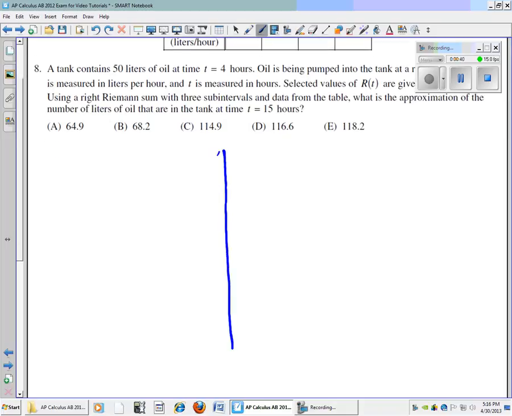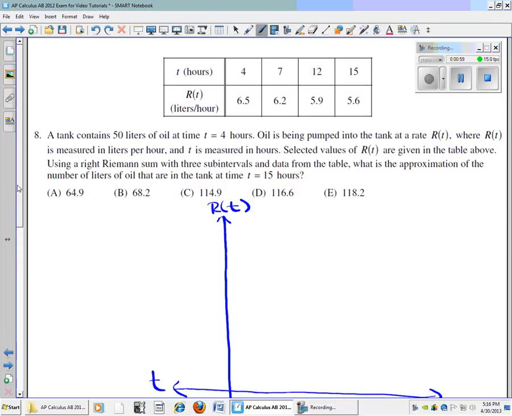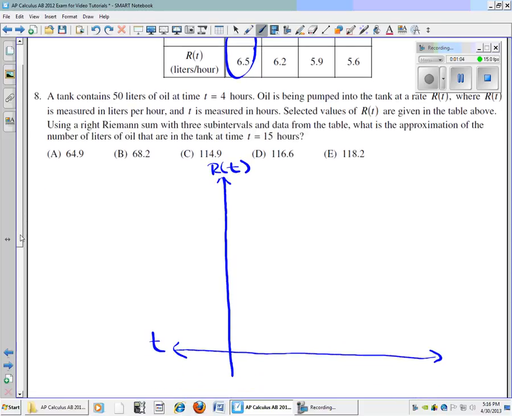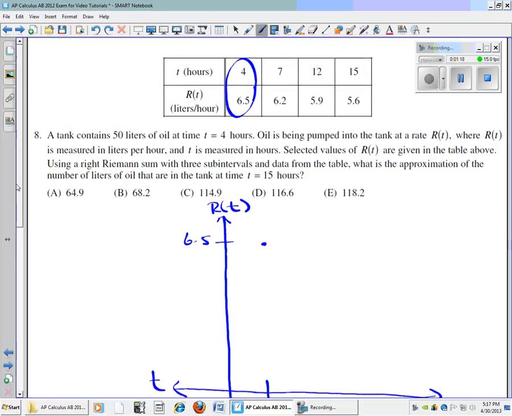This first axis is representing the rate at which the oil is being pumped into the tank. That's R of t. The second axis is going to represent our time, t, in hours. Next, we're going to put the information from the table in the graph, and we'll start when time t equals 4. So let's put a mark at 4, and let's put a mark on the rate as being 6.5. And let's put a point on the graph representing that data point from the table.